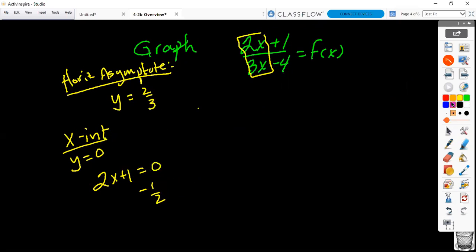How do I find the y-intercept? Hopefully you would say the y-intercept is when x equals 0. So if you plug x equals 0 into the numerator, we'd have a 1. Over in the denominator, we have a negative 4. So my y-intercept's there.